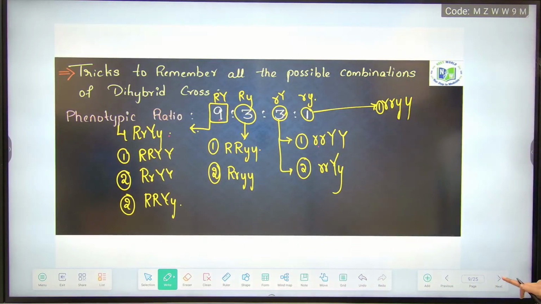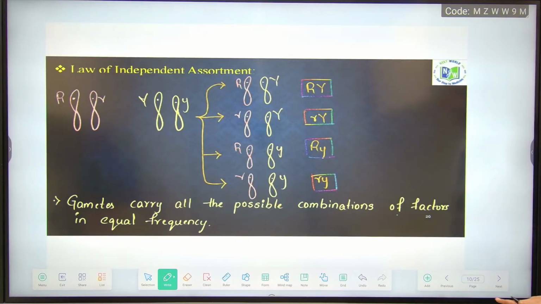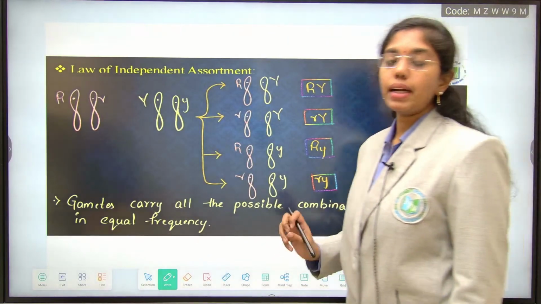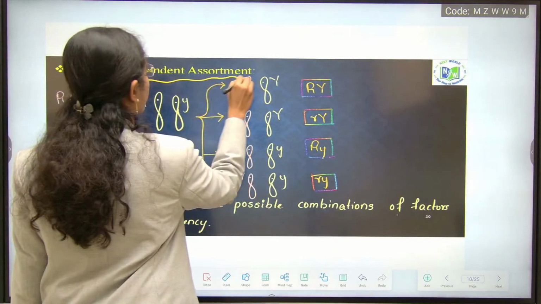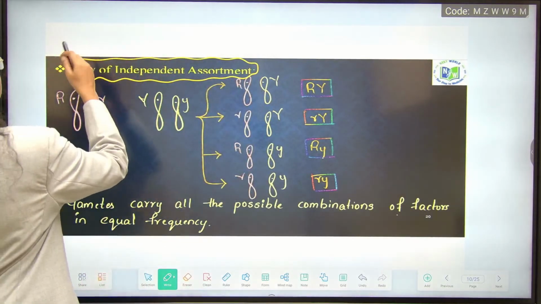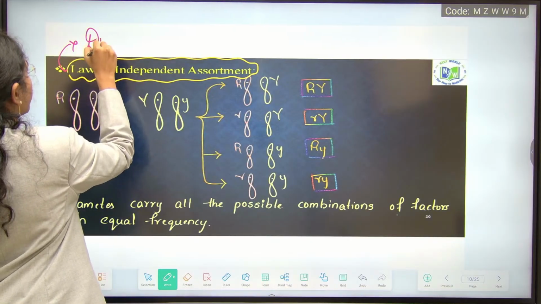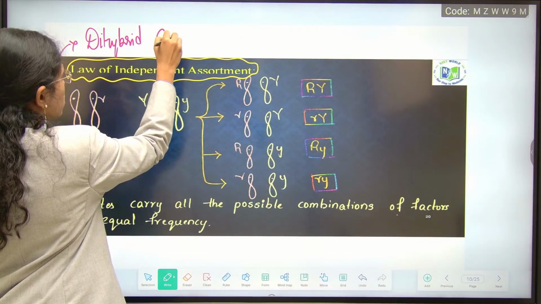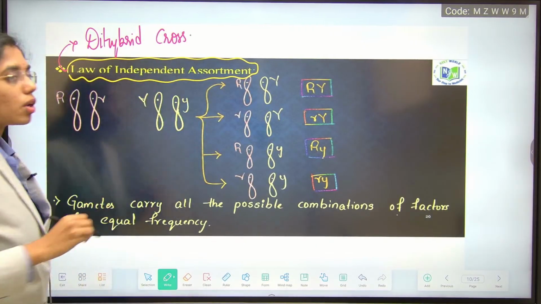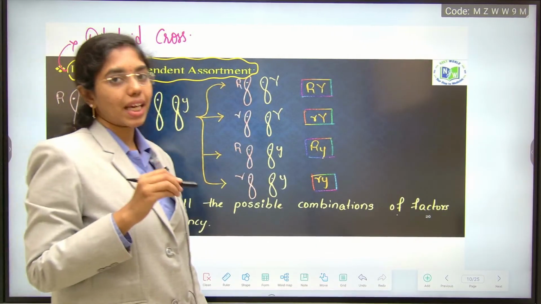So this is all about dihybrid cross. Now, law of independent assortment. This is the law which comes from the dihybrid cross. From monohybrid cross, two laws were derived: one is law of dominance and second is law of segregation.